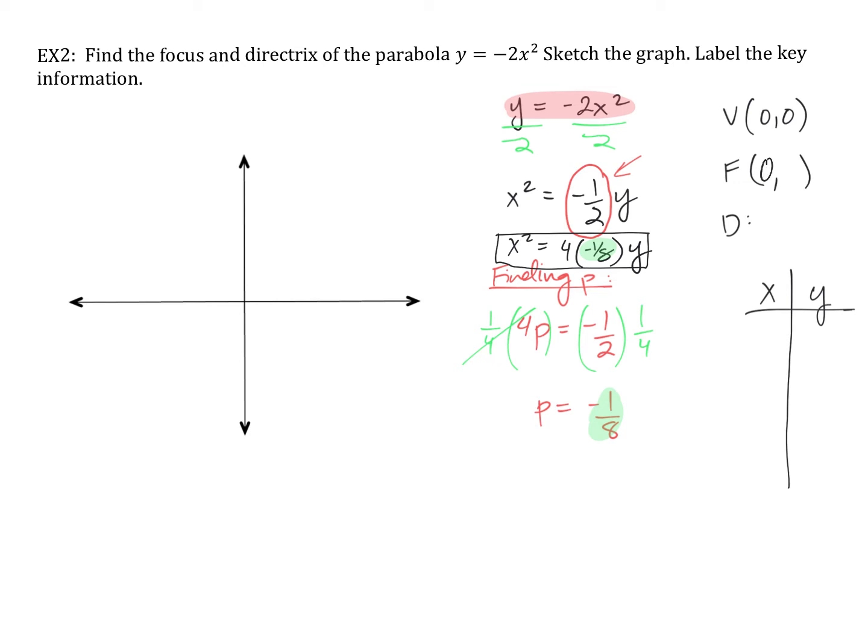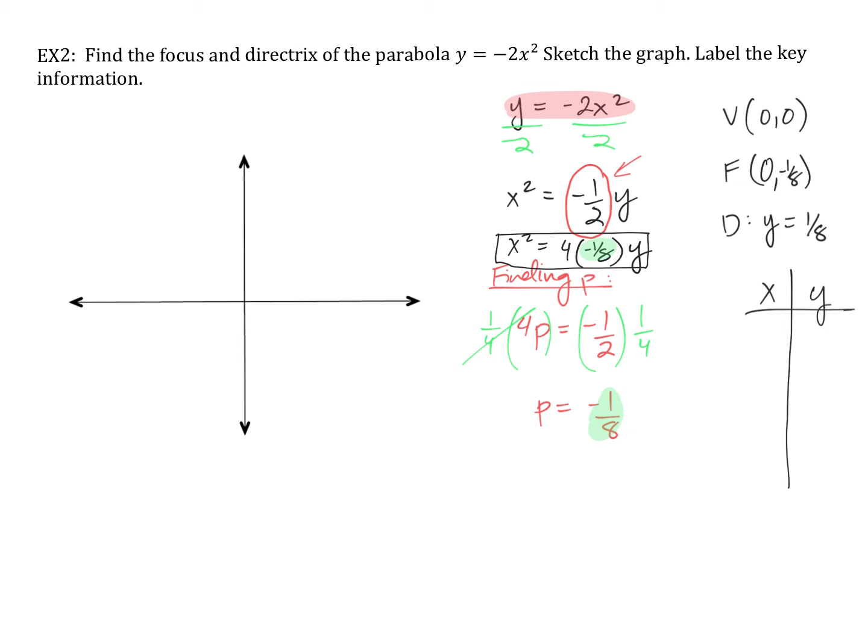So let's go ahead and fill in our focus and directrix. So focus is going to be 0, negative 1/8. And now our directrix is supposed to be the opposite of our p-value. So what's the opposite of a negative 1/8? A positive 1/8. Okay, so we have our 3 main values.